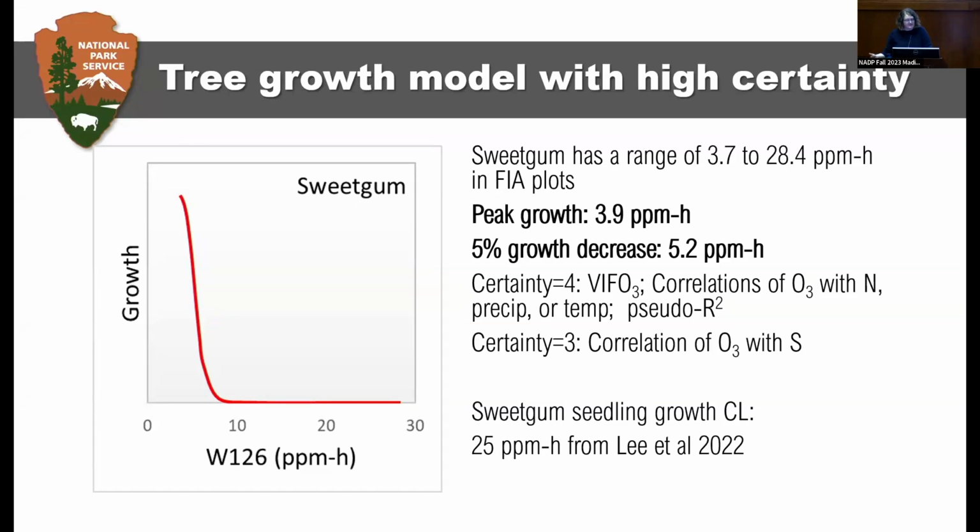We have fairly high certainty. Our most uncertain characteristic here is the correlation of ozone with sulfur, which is still within our kind of limits of what we're willing to consider. By comparison, that Lee et al. paper that looked at tree seedlings established a critical level for sweet gum seedlings of 25 ppm hours. So compare that to 3.9 and 5.2 for mature sweet gum.